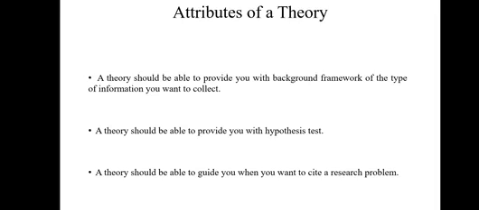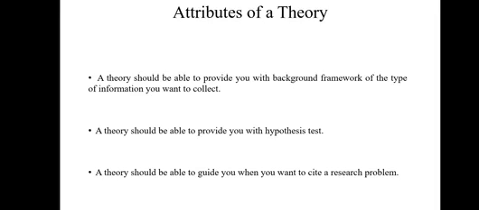Then theories too, they have attributes. The very first one, a theory should be able to provide you with a background framework of the type of information you want to collect. So by the time you adapt your theory to your problem, it tells you where the research is going and the kind of information you want to work with. It tells you about the farmers, maybe your population, your study areas, and other things.